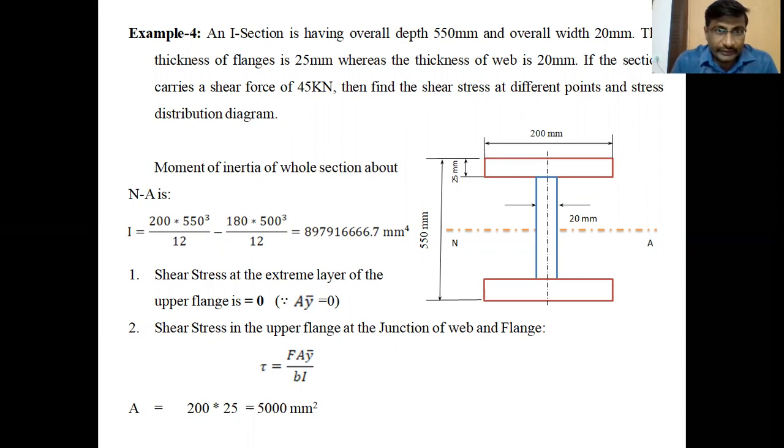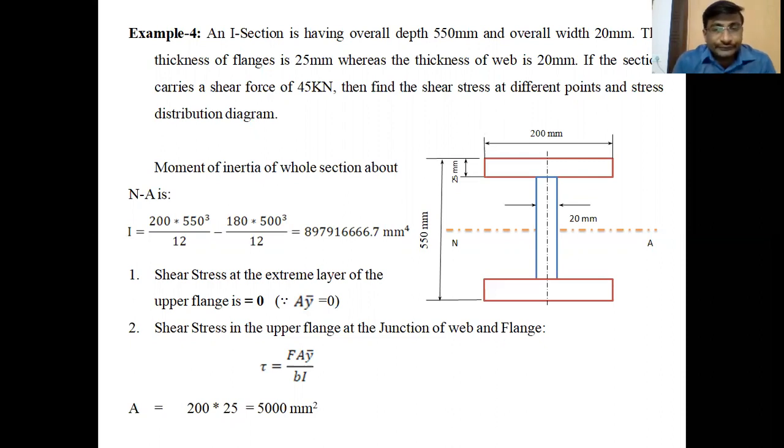In the previous class, we solved the problems for shear stress for rectangular, circular, and I section. In this case also, in example 4, we're solving the problem for I section, in which the shear stresses at various points and the distribution of shear stress across the I section. We are going to solve this problem.